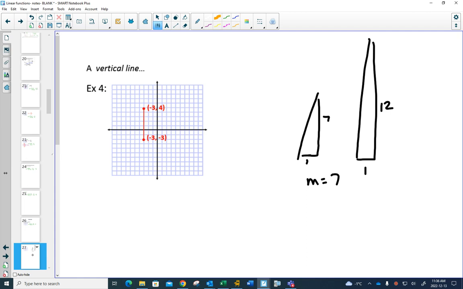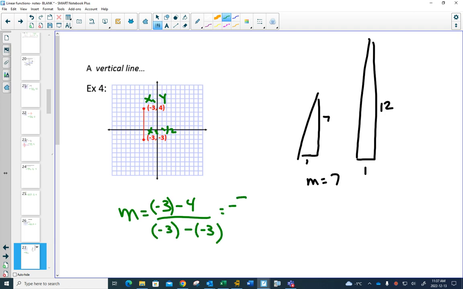But if we look at the mathematical formula, I'm going to make this one my x1, y1, and this one my x2, y2. Looking at my formula, I would get -3 minus 4 over x2 minus x1, which is -3 minus -3. We'll get -7 over 0. And what does your calculator do when you type in -7 over 0? Does it say 0? Ever? You get an error.